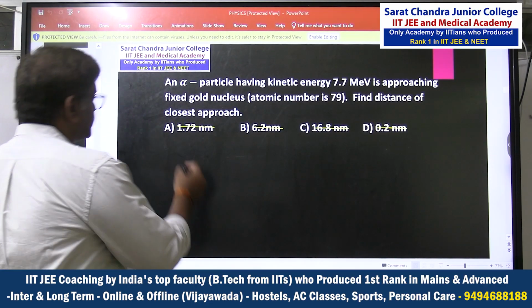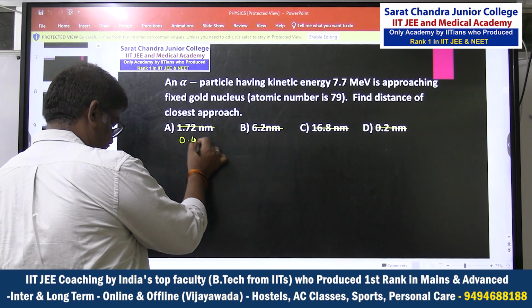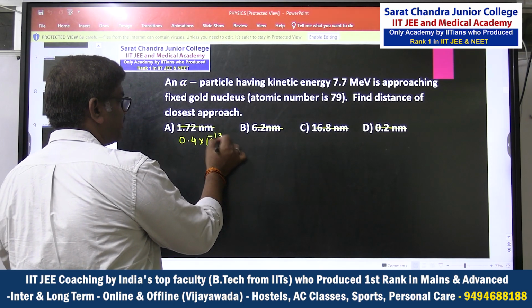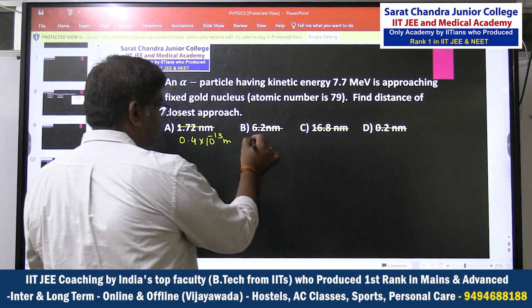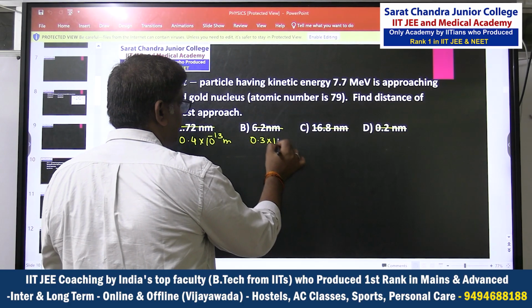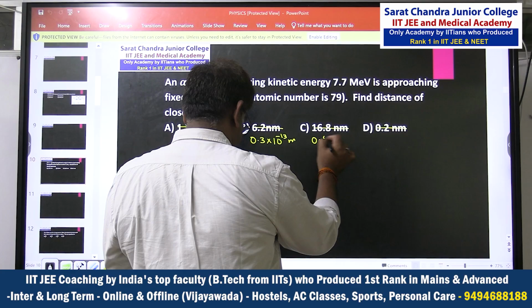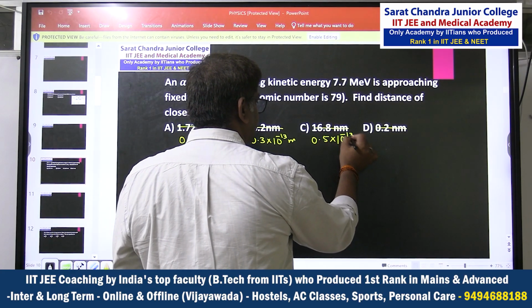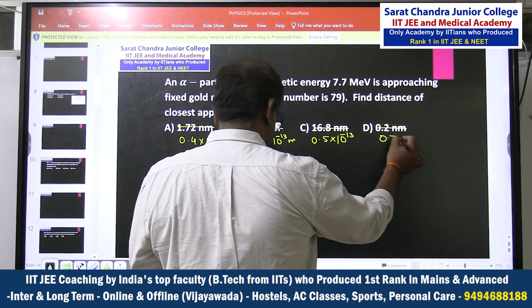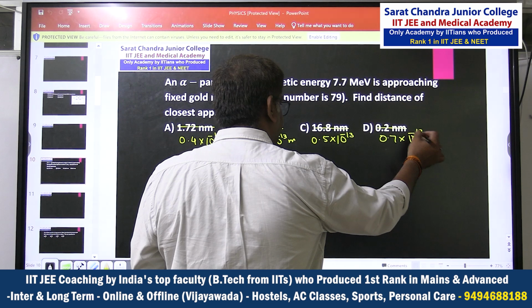Okay, so the values are 0.4 into 10 to the power minus 13 meter. Similarly, this is 0.3 into 10 to the power minus 13 meter. This is 0.5 into 10 to the power minus 13 meter. And this is 0.7 into 10 to the power minus 13 meter.